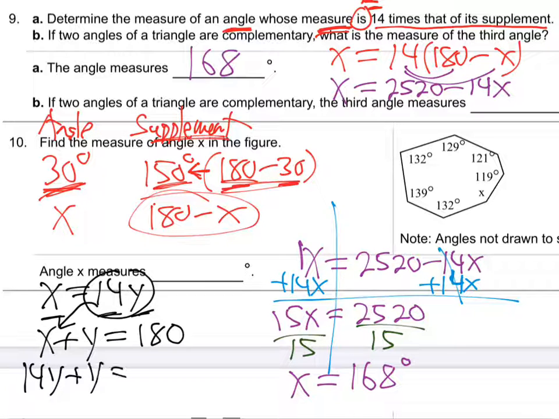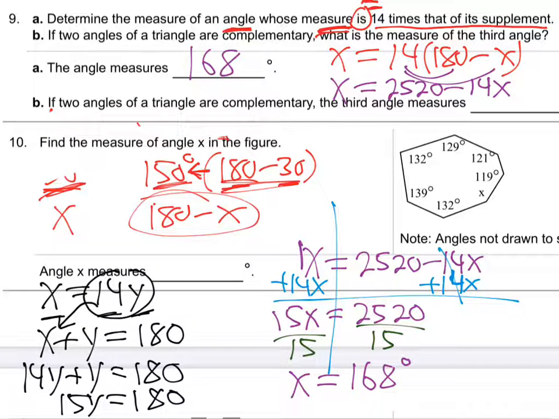14y plus y is 180. Nice. See that? And then that's the same. Then you're going to end up right where we ended up, because that'll be 15y is 180 divided by the 15. That is a little cleaner. So either way, good work. So whichever works for you on that one. Let's come on down to part B here.